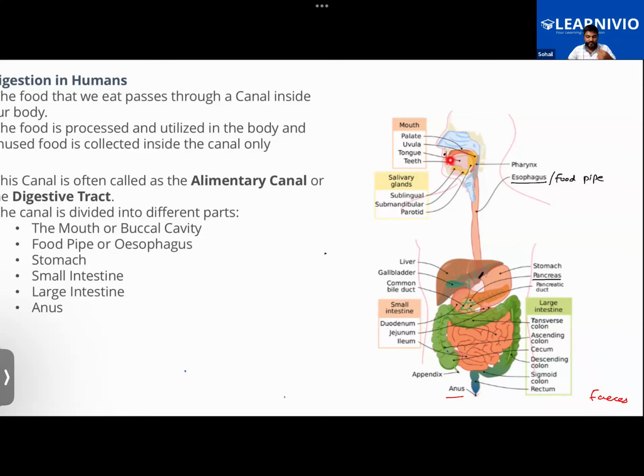You eat the food, we eat the food. Via this pipe-like structure, it goes into our stomach. Forget about the liver and everything else you see right now. So it goes into our stomach. It's a J-shaped organ. Okay, now further from the stomach, it goes into the small intestine. See the one that is in orange color, that is called the small intestine. Okay, so far is it clear?